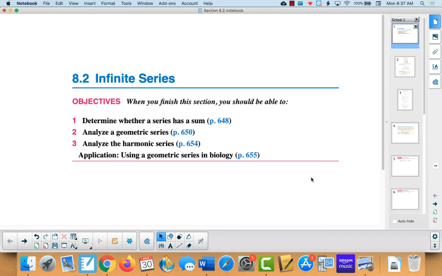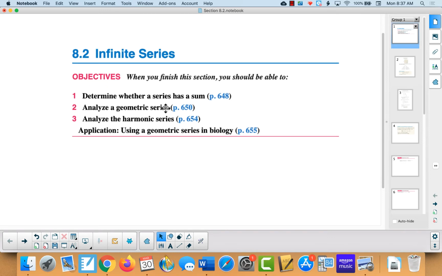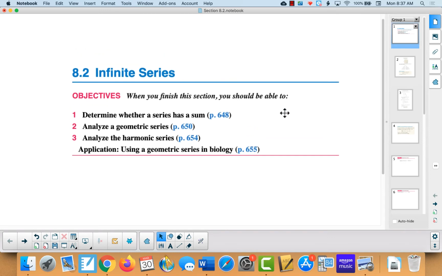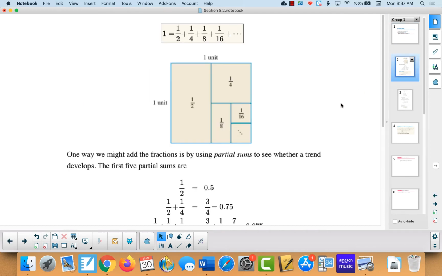So in this video, I'm going to explain what an infinite series is and how an infinite series can have a sum. We're going to look at what a geometric series looks like. We're going to look at how to determine whether a series converges or diverges, and then whether or not it has a sum, and how to figure out what that sum is in general infinite series, and then especially in geometric series. And then I'm going to introduce the harmonic series to you. So first we're going to start with what is an infinite series and how can it have a sum.